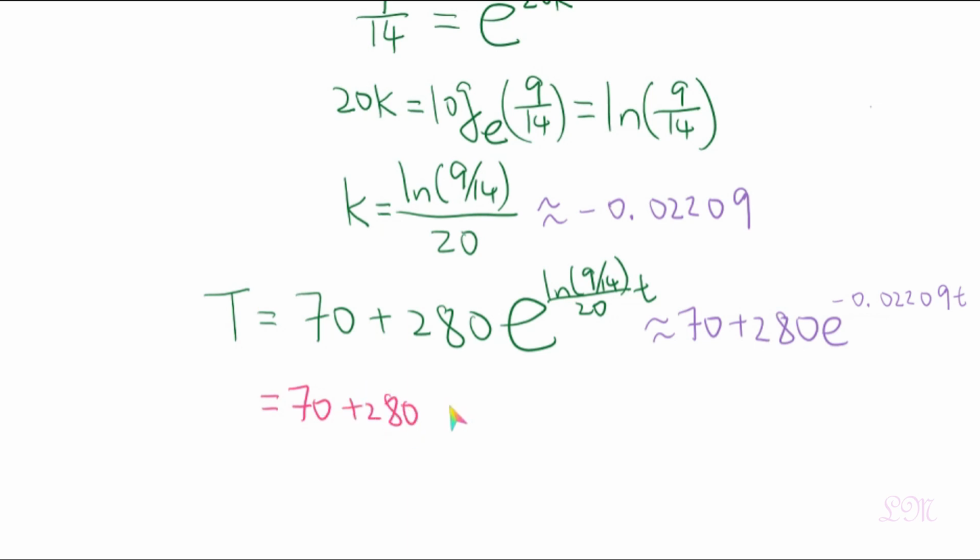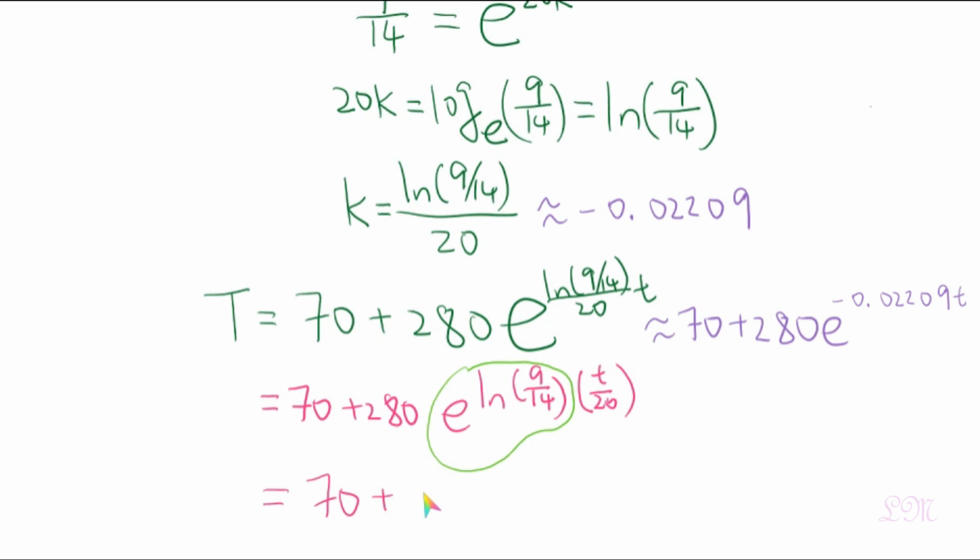Very quickly, if you are not using your calculator, but you still want to make your equation look prettier, you can do 70 plus 280 times e, and then the exponent of e can be rewritten as natural log 9 over 14 times t divided by 20. If you pay attention to the parts that I circled in light green, e and natural log are inverse functions, so they will undo each other, which will leave us 70 plus 280 times 9 over 14 to the exponent of t over 20. Although I prefer the equations shown in dark green or in purple just because base e is a much more common base compared to 9 over 14.